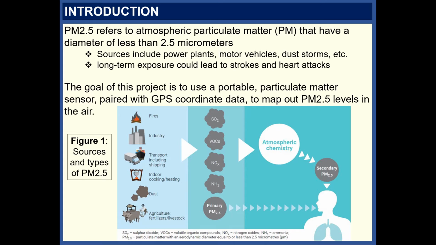Introduction. The goal of this project is to use a portable particulate matter sensor paired with the GPS coordinate data to map out the PM2.5 levels in the air. PM2.5 refers to tiny particles in the atmosphere that have a diameter less than 2.5 micrometers. Common sources of PM2.5 include power plants, forest fires, and vehicle emissions. Figure 1 shows other possible sources and types of PM2.5.